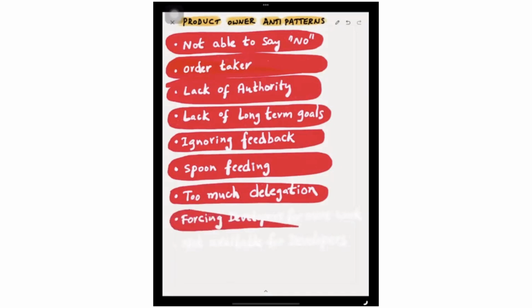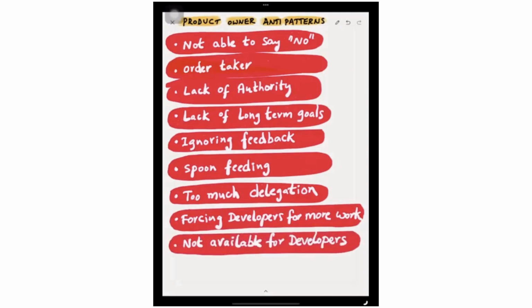And the next anti-pattern is forcing the developers to do more work. Great product owners don't focus on the output, they focus on the outcome. They believe in less is more. So identify proper items, use proper prioritization techniques, and focus on the most important, valuable, urgent, critical things, instead of forcing the developers to do more work.